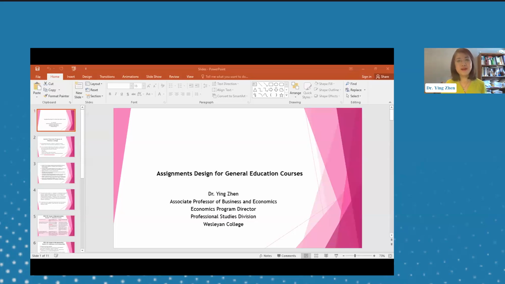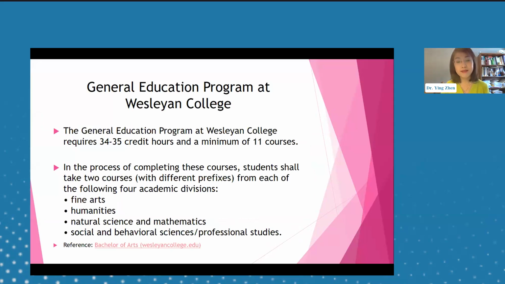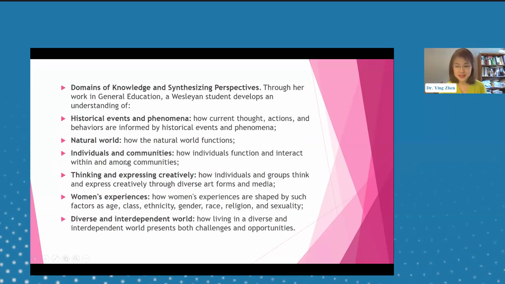Here you can see that our program requires 34 to 35 credit hours and a minimum of 11 courses. There are 4 academic divisions in our institution, and students need to take 2 courses with different prefixes from each of the following: fine arts, humanities, natural science and mathematics, social and behavioral sciences, and professional studies. And there are 6 domains of knowledge, so students also need to satisfy such requirements. Under each domain, each student usually needs to take 2 courses.